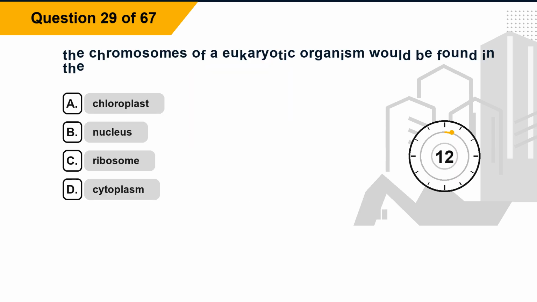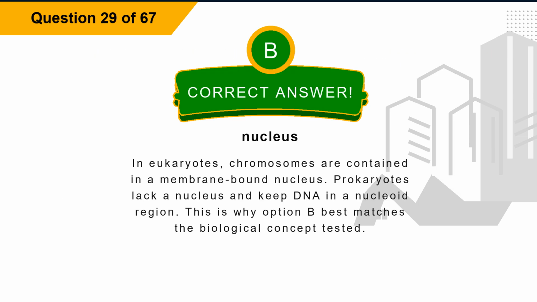Question 29. The chromosomes of a eukaryotic organism would be found in the Option A, chloroplast. Option B, nucleus. Option C, ribosome. Option D, cytoplasm. The correct answer is option B, nucleus. Explanation. In eukaryotes, chromosomes are contained in a membrane-bound nucleus. Prokaryotes lack a nucleus and keep DNA in a nucleoid region. This is why option B best matches the biological concept tested.